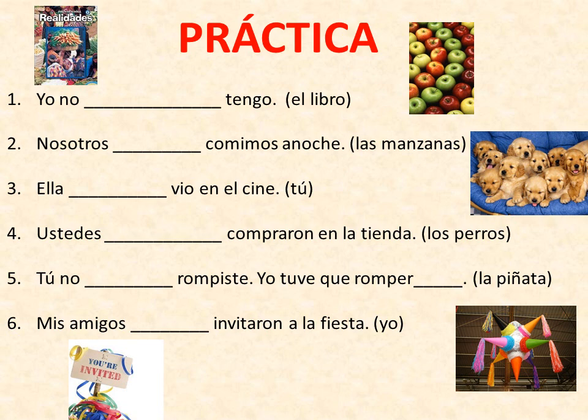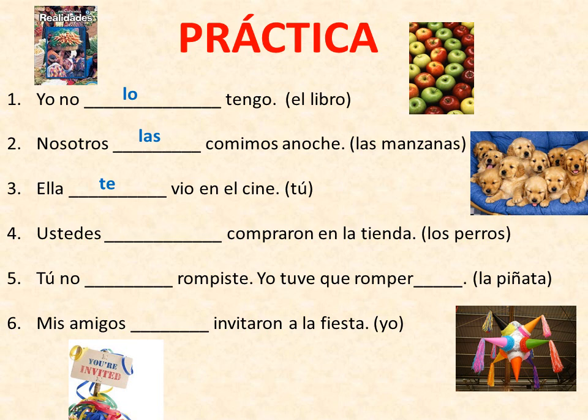See how well you can do with filling in those 6 blanks with the direct object pronouns. The direct object is in parentheses at the end of the sentence. You're going to replace that with an it or them. Yo no lo tengo. I don't have it. Lo replaces el libro. Nosotros las comimos anoche. We ate them last night. Them referring to manzanas. Ella te vio en el cine.